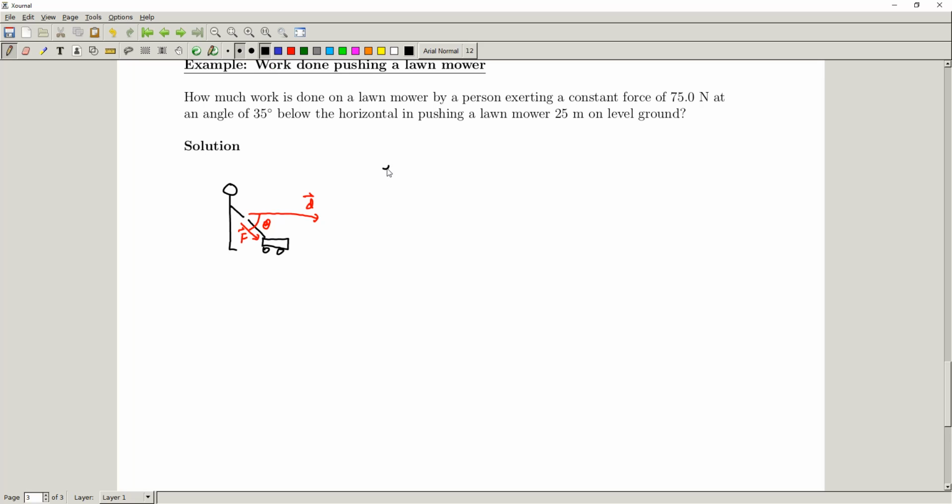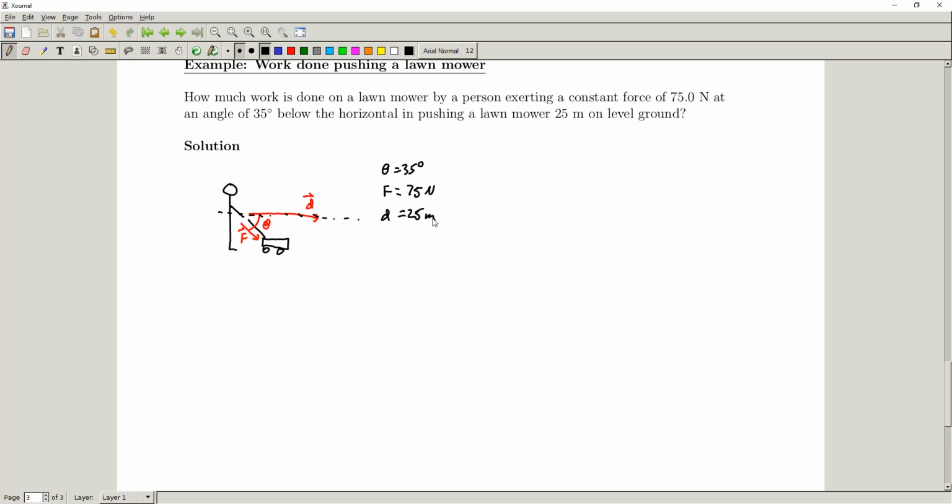Well, we're told that theta is 35 degrees, right? We're told that the angle of the force being applied is 35 degrees below horizontal. So you can imagine that this is horizontal, and our displacement is horizontal, right? The lawnmower moves 25 meters on level ground. And so we know what the magnitude of the force is. That was 75 newtons. And the distance that we're traveling here is 25 meters.